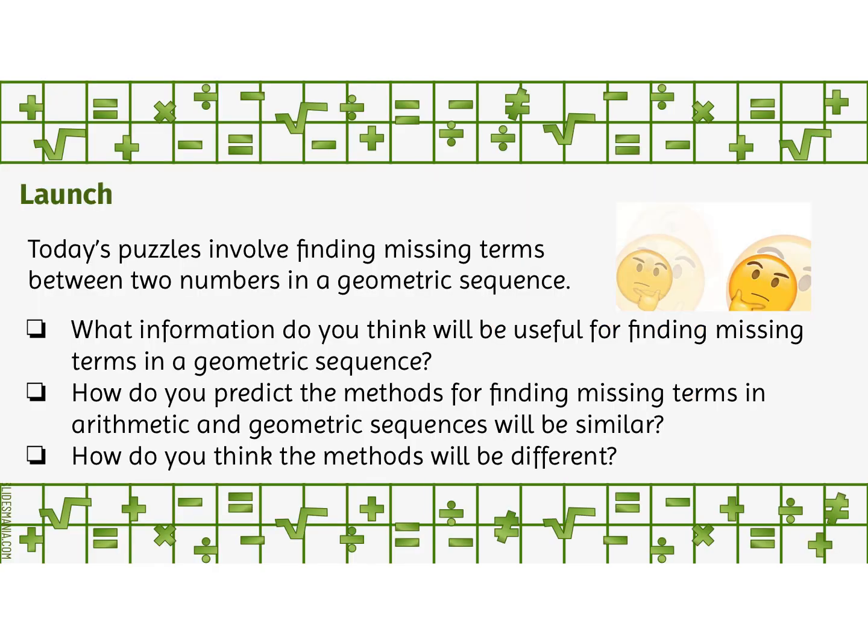All right, so today's puzzles involve finding missing terms between two numbers in a geometric sequence. What information do you think will be useful for finding missing terms in the geometric sequence? How do you predict the methods for finding missing terms in the arithmetic and geometric sequence will be similar? And how do you think the methods will be different? We're going to cover all of these, so keep this in the back of your mind. This is what we're going to be covering today.